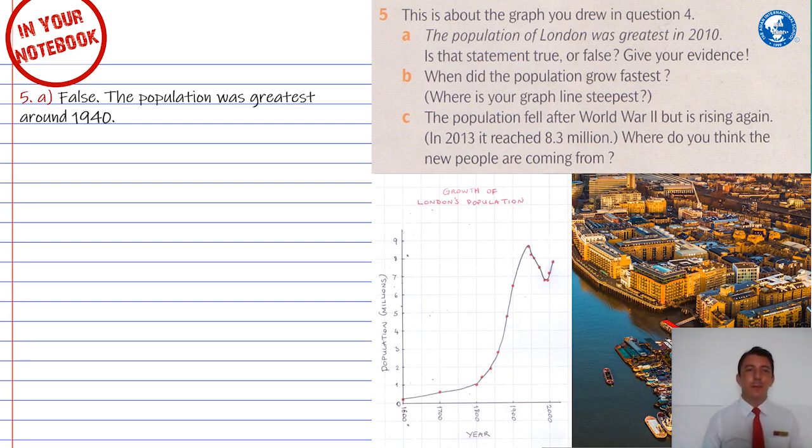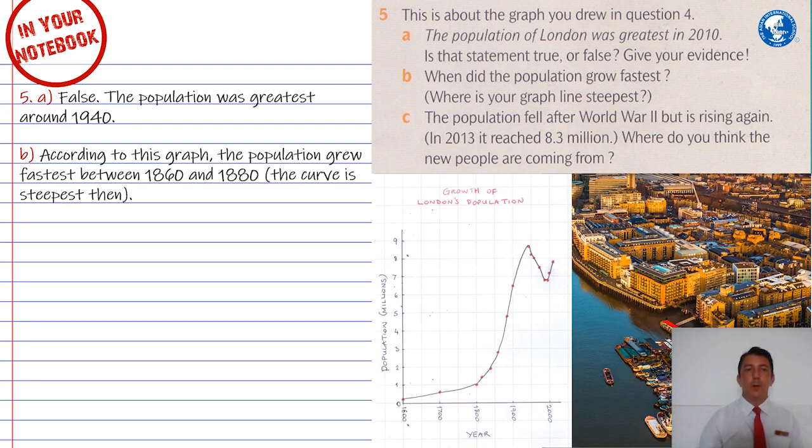Okay, so question 5, A is false. The population was greatest actually around 1940. When did the population grow the fastest? Well, according to this graph, the population grew fastest between 1860 and 1880. This is where the curve is steepest.